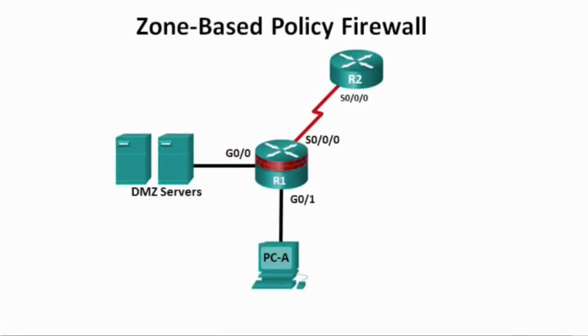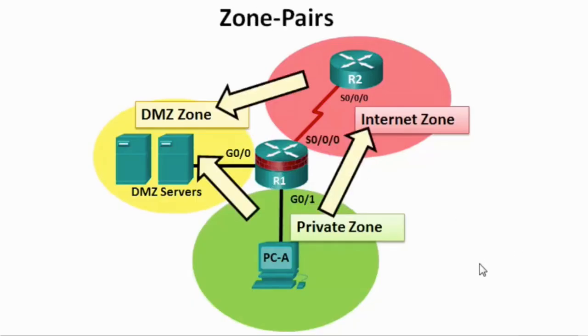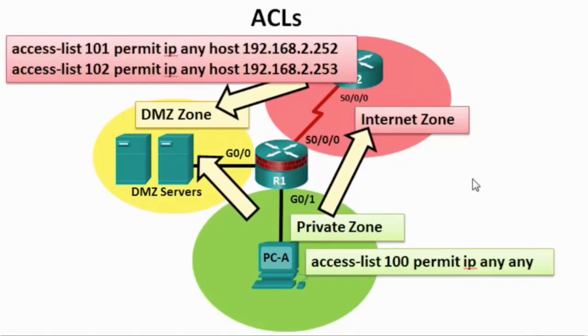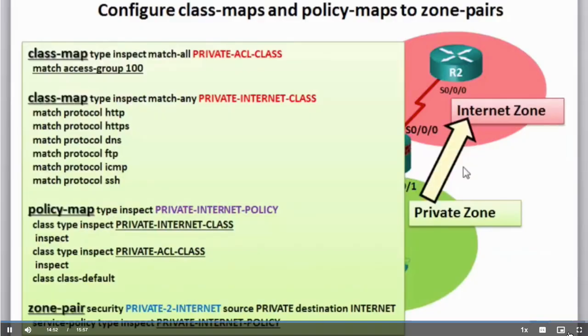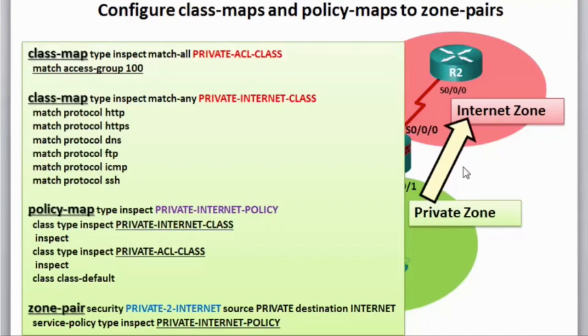To recap, in order to create a zone-based policy firewall, you need to define your zones, assign your zones to your interfaces, decide which policies you're going to create by pairing which zones, create ACLs if needed to define different types of traffic to match, and then write your class maps, policy maps, and zone pairs. The class maps can match traffic defined by access lists, or it can match traffic defined by other class maps, or it can match individual protocols.